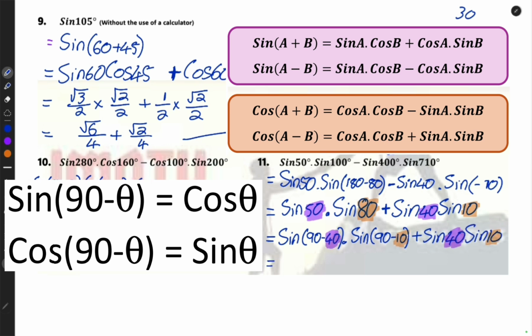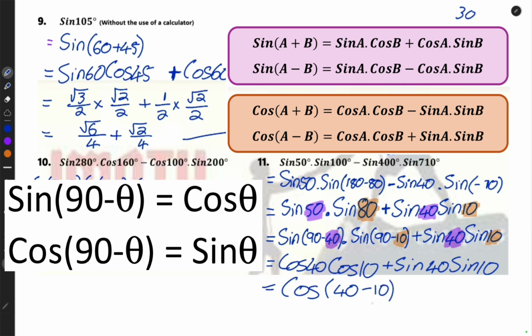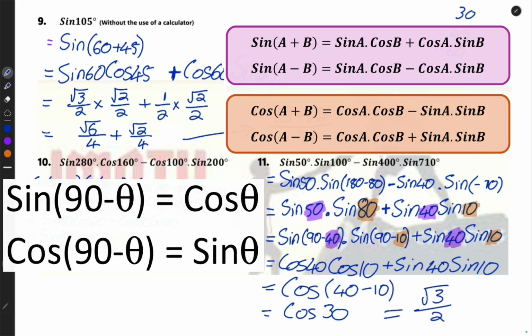And now I can change with cofunction. So this just becomes cos 40, cos 10, and the other term just stays the same. So now I can see I have two 40s and I have two 10s, and this will then just be cos of A minus B, which is just cos 30. Okay, great. That is a special angle. So my final answer will have to be root 3 over 2.